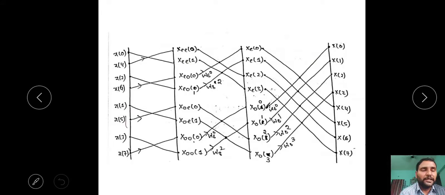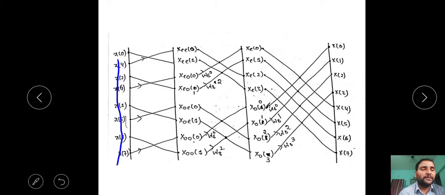It is an example for n equal to 8 DIT FFT algorithm. That means we have 8 inputs in the given sequence. First we have to take all those 8 inputs in bit reversal manner: x of 0, x of 4, x of 2, x of 6, x of 1, x of 5, x of 3, x of 7.